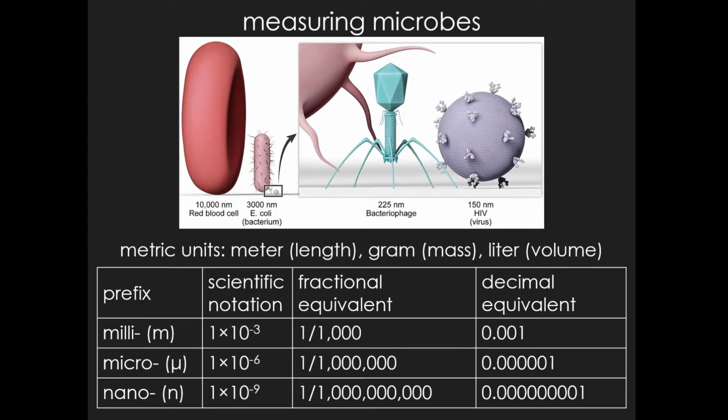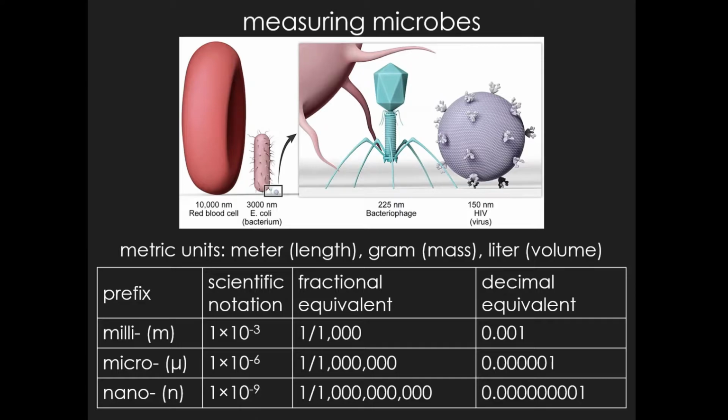So microbes, like all things in science, are measured using the metric system. Metric units you might remember from previous classes include the meter as a measure of length, the gram as a measure of mass, and the liter as a measure of volume. We primarily discuss length units when discussing microbes.